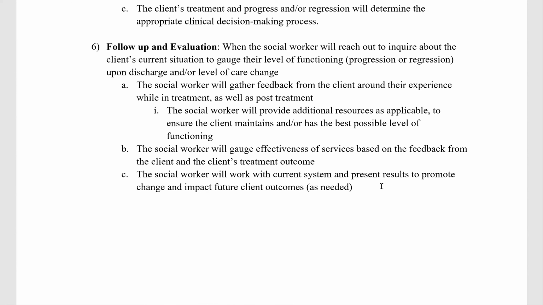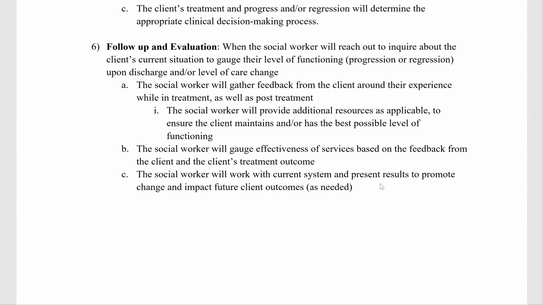So this is where the social worker will reach out to and inquire about the client's current situation to gauge their level of functioning. Have they sustained the progression that they did in services, or did they regress back to old behavior? And if they regress back to old behavior, they may engage back into services, but if they've maintained their progress, they will stay out of services. And that's where we just want to check in with people and get feedback and evaluate and follow up specifically with what has gone on within their situation.